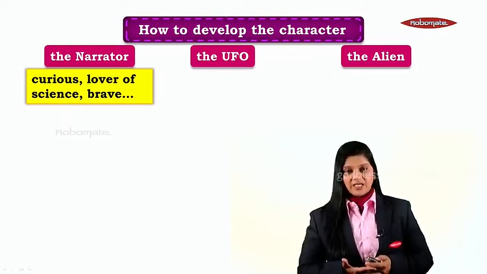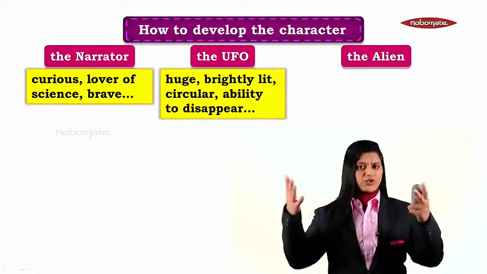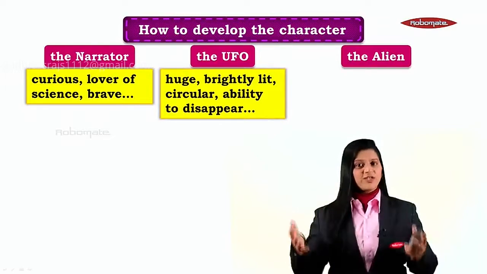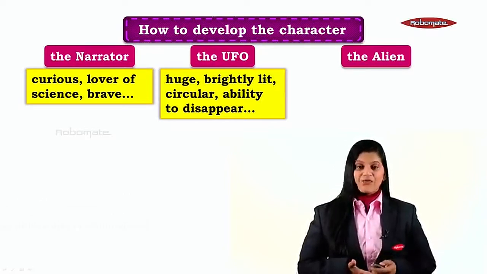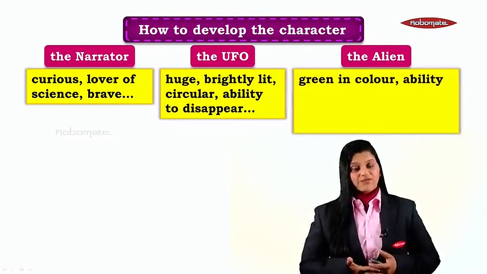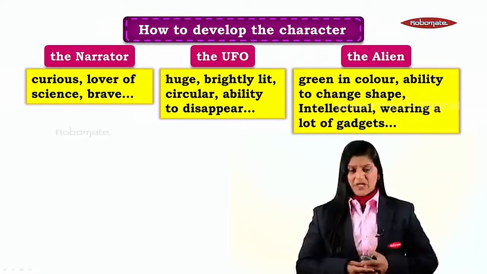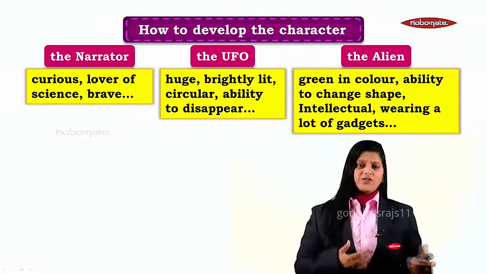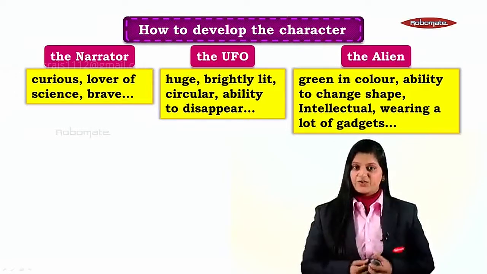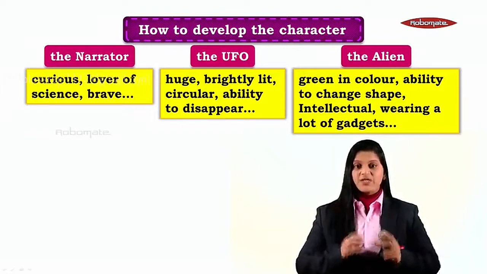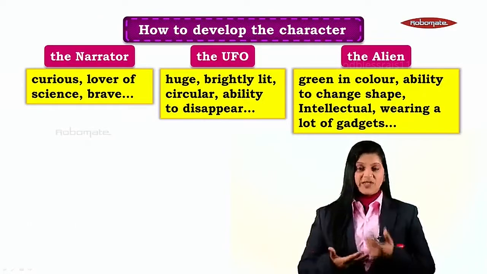Similarly, let's take the UFO. How is the UFO going to be in the story? Probably it's going to be huge, brightly lit, circular, have the ability to disappear, and so on. Let us now focus on the alien. First of all, the alien is green in color. It has the ability to change shape, intellectual, wearing lots of gadgets, and so on. You may add as many characteristics and details to the character, but this is going to help us write the entire story. This is the material we will use for developing it.